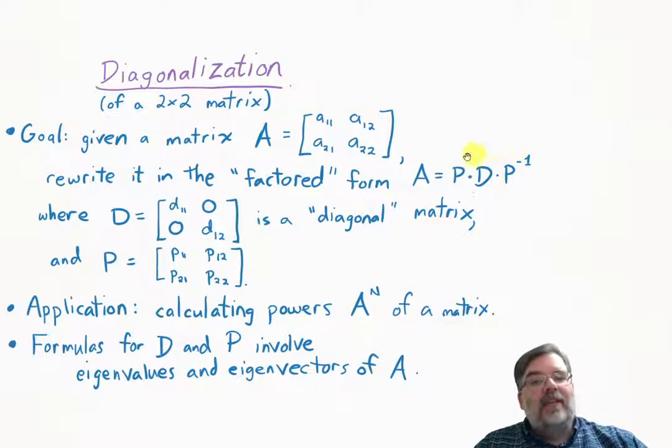But as we'll see, being able to factor a matrix into this form makes this process a lot easier. This topic also ties in with things we've recently been discussing. In particular, the formulas for these 2 matrices, D and P, actually involve the eigenvalues and eigenvectors of this original matrix A.